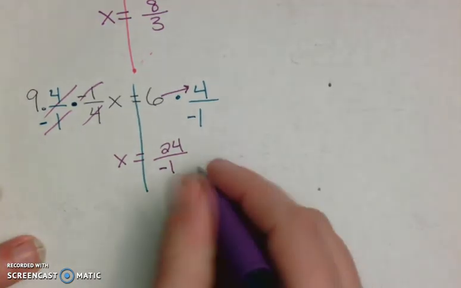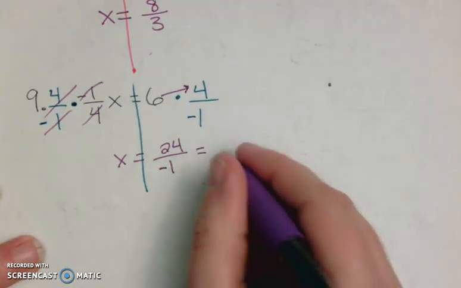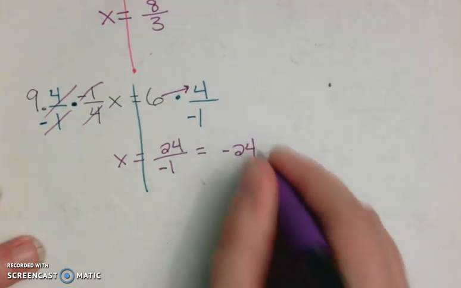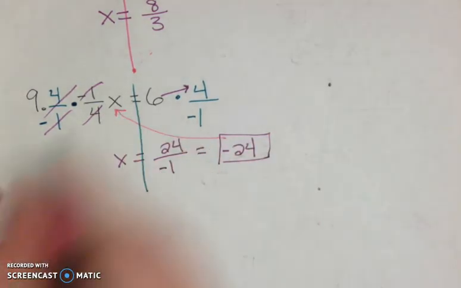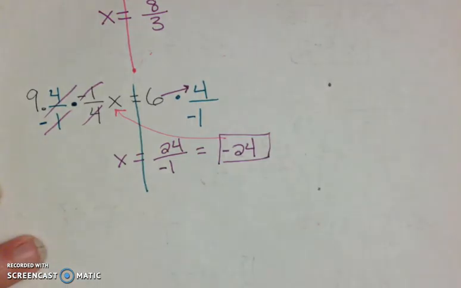Now I can reduce this. 24 divided by -1 is -24. And that's the answer. And again, you can check this. If you take -24 times -1/4, you will get +6. You can check it in your calculator or solve it out, whichever you want to do.